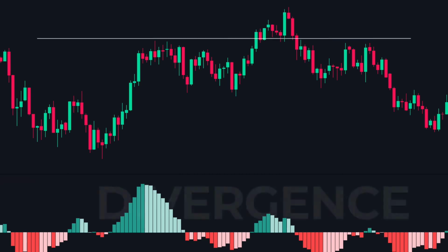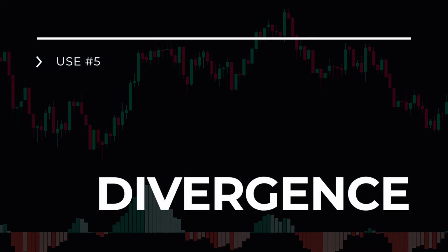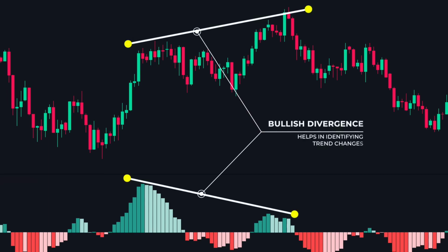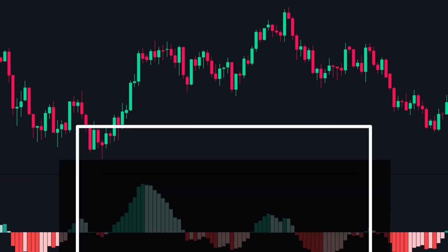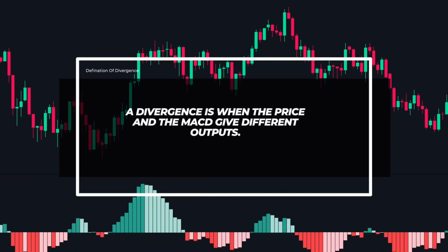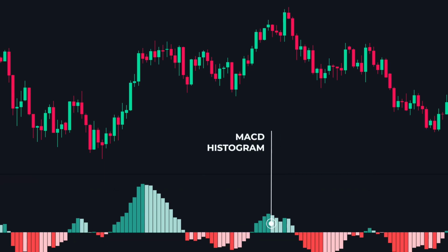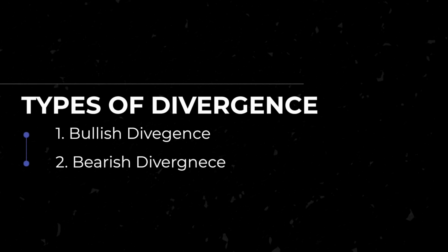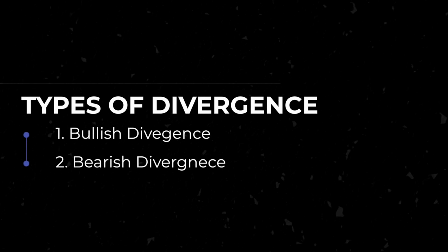Now, moving on to the last use. Use 5. Divergence. Divergence is a sign of reversal, and it can be very helpful in spotting trend changes. A divergence occurs when the price and the MACD give different outputs. We will use the histogram to spot these divergences. Divergences are of two types, a bullish divergence and a bearish divergence.